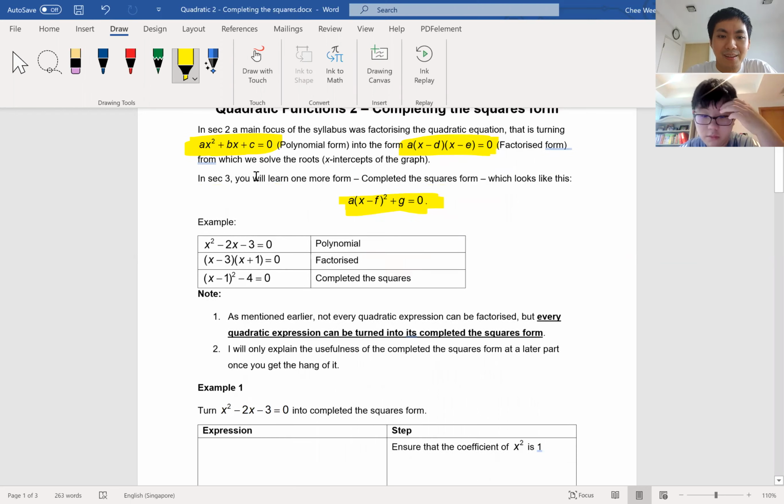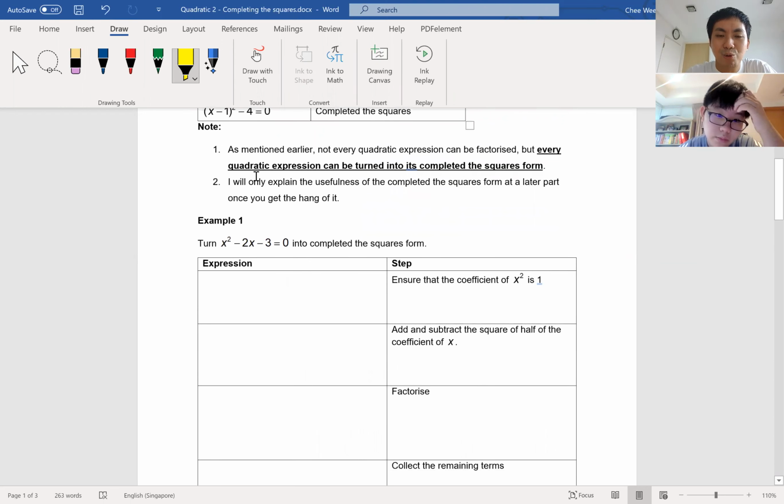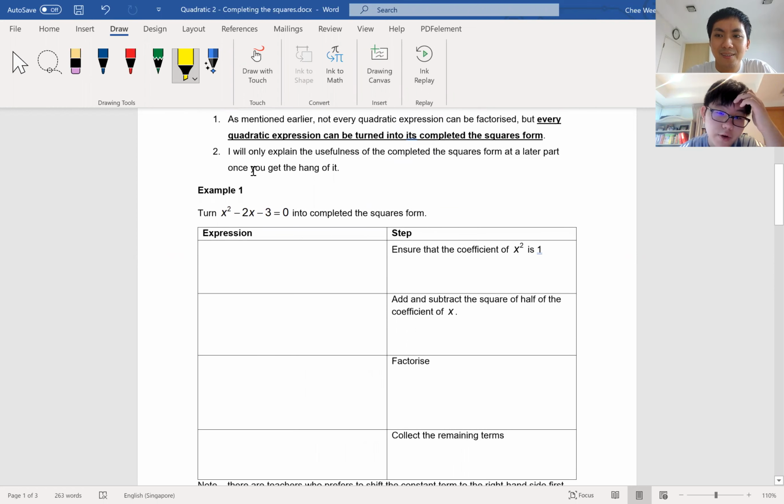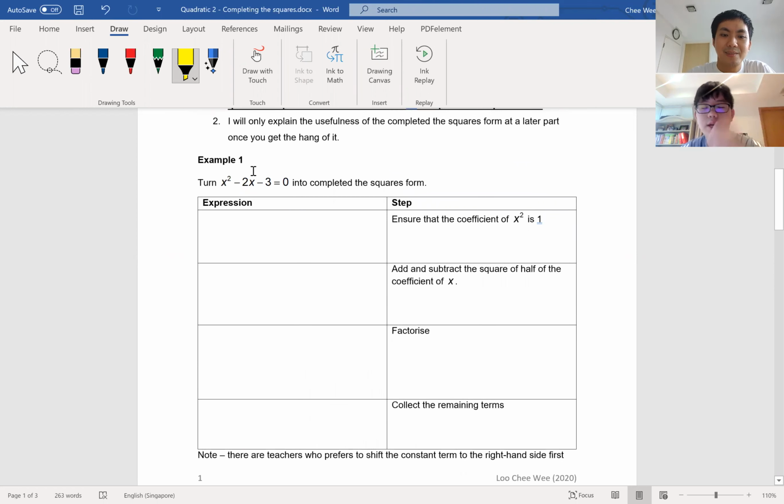So how does your teacher usually go through the completed the squares form? For example, if we do x squared minus 2x minus 3, what we would do first is x squared minus 2x, and then we would make an equation. So x squared minus 2x plus 4, then minus 4 minus 3. Would he shift the minus 3 to the right hand side? Yeah, so it would become x minus 2.